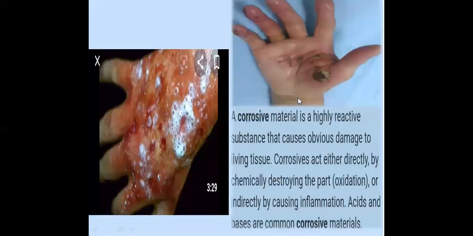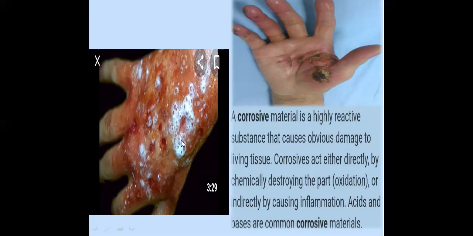Acids and bases both are corrosive in nature. A corrosive material is a highly reactive substance that causes obvious damage to living tissues. You can see they cause damage to the living tissues. Corrosives act either directly by chemically destroying part of the skin, like through the process of oxidation, or indirectly by causing inflammation. What is inflammation?